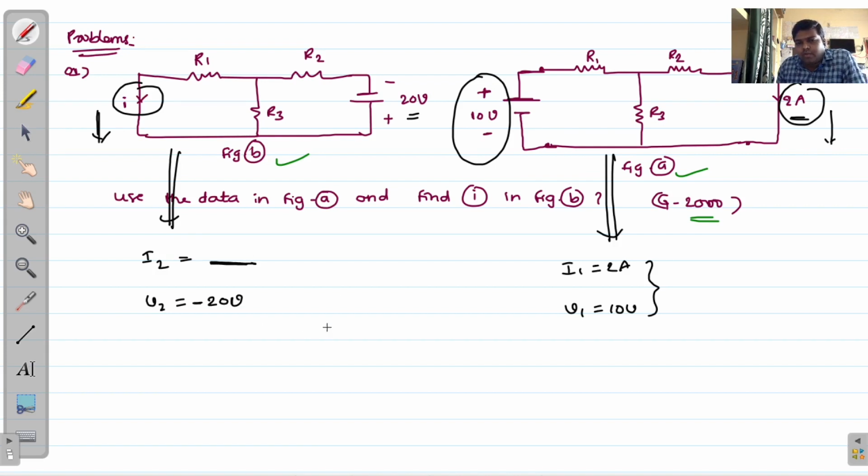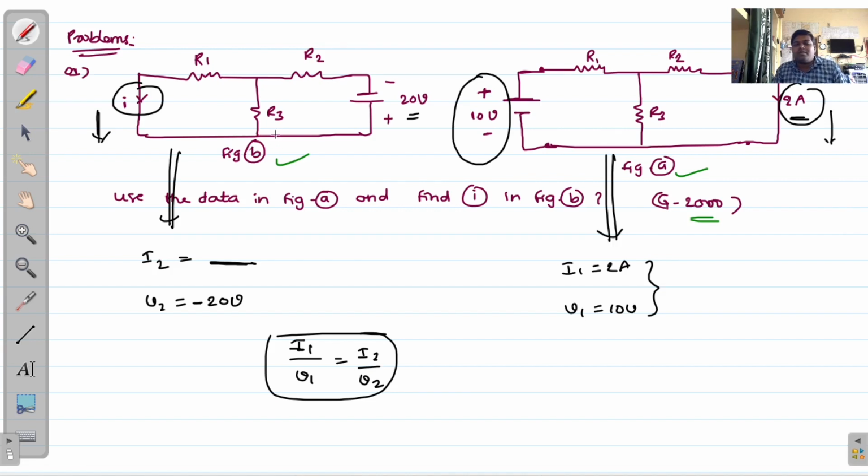So you need to find the I2 value. According to our formula, I1 by V1 equals I2 by V2. This is our reciprocity theorem. You can check these two circuits: is there any dependent source, or any active elements present in these two circuits? We don't have any dependent source and we don't have any active elements, so we can simply conclude that the given two circuits are reciprocal networks. Now substituting the values, 2 amperes by 10 volts equals I2 by minus 20 volts.